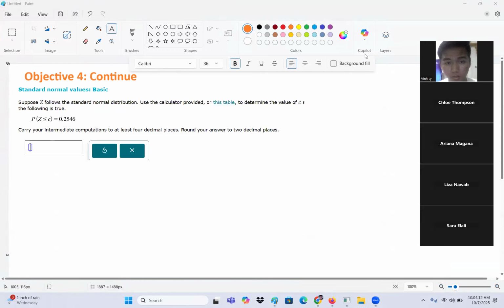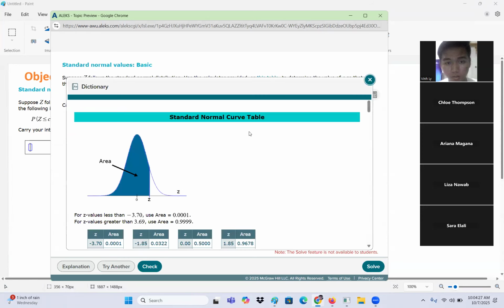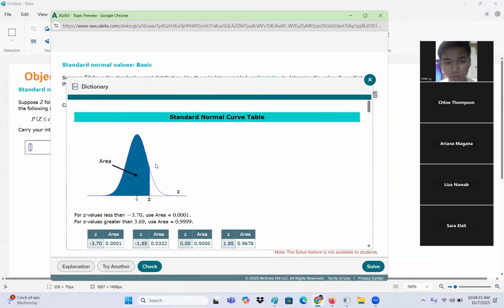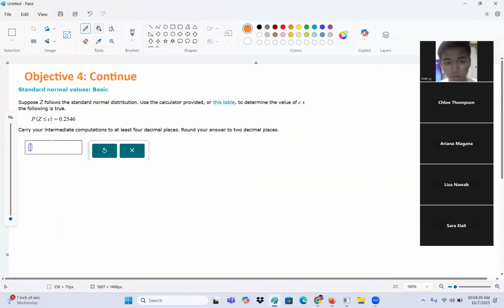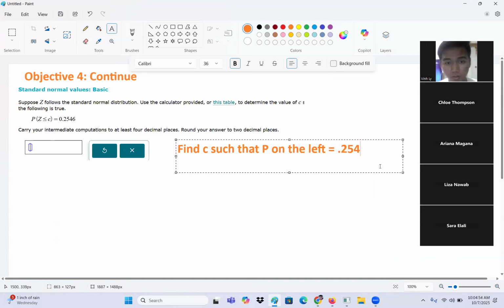The question is going to ask us something like, I would like to find the C such that the probability on the left-hand side is equivalent to 0.2546. What that means is, if I take the probability on the left side, I want to find the C value such that P on the left side is equal to 0.2546.